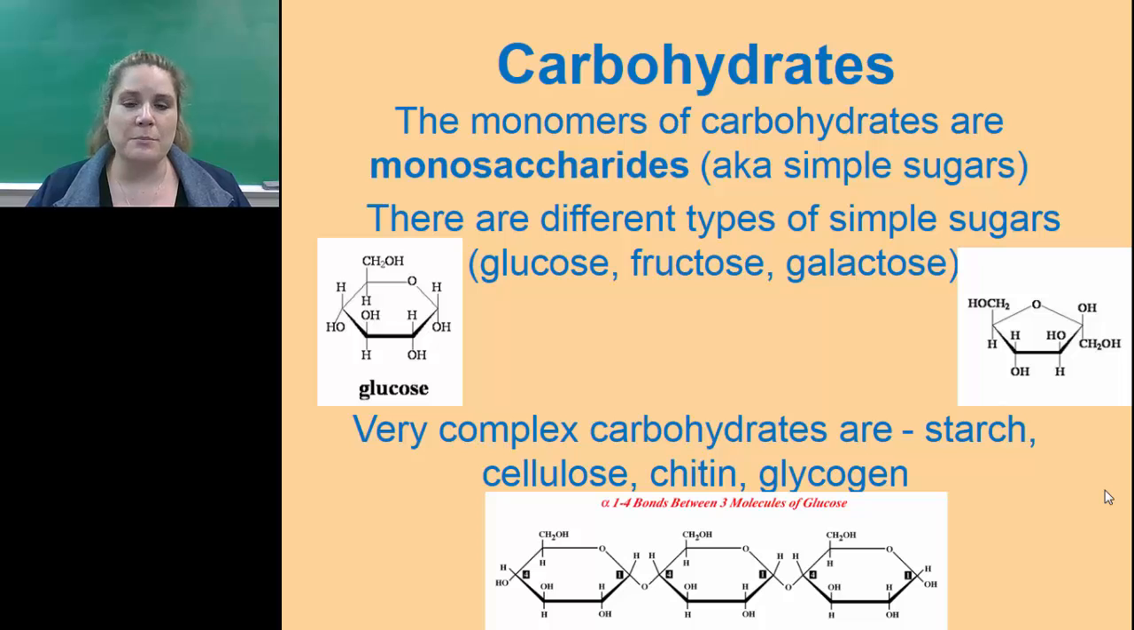There are different types of simple sugars as well. There's glucose, there's fructose, there's galactose. So remember a few slides ago I showed you that some of your monomers were triangles and some of them were squares and some of them were circles and some of them were hexagons. That's because there are different monomers out there.